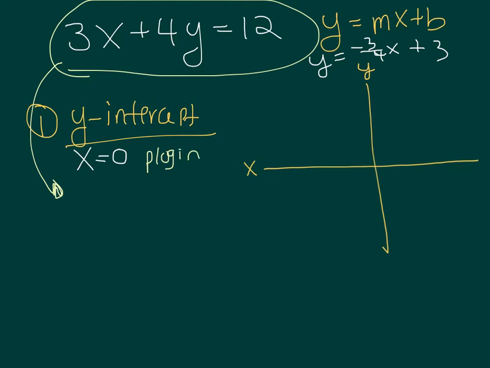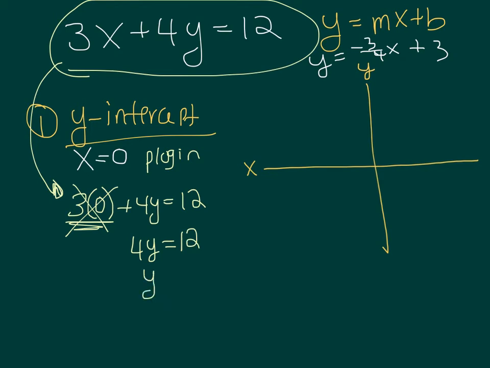So let's do this. I'm going to make my work nice and neat. I'm going to show that I plugged in 0 for x. 3 times 0 plus 4y equals 12. 3 times 0 is just 0, and I'm going to end up with 4y equals 12, and hopefully you can solve that and say, well, y is 3. Remember, we just solved for a point. It's a y-intercept. The coordinate point is (0, 3), and I can plot that on my graph. It's 0, 3. Here I am. I'm going to label it (0, 3).